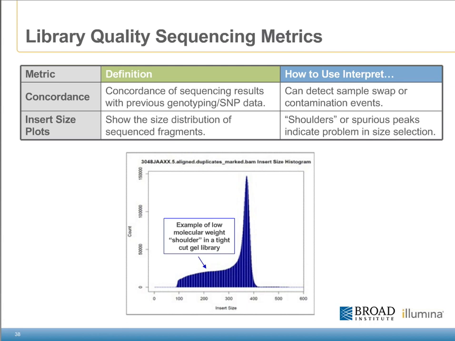Insert size plots are also useful, and they show the size distribution of your sequence fragments. They can show if you have a size selection problem, like for instance, in the image here, we have a low molecular weight shoulder, so it looks like our gel conditions need to be tweaked. But it can also indicate sample swaps. If you expect that your library is 400 base pair and it's showing on your sequencing that it's only 200 base pair, it might not be the library you think it is.